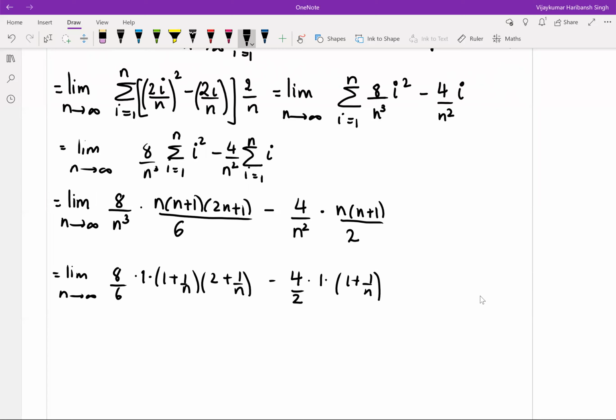And the limit as n goes to infinity of this is going to be 8 by 6, which is the same as 4 by 3, times 2, minus 4 by 2, which is 2. So this is going to be 8 by 3 minus 2, which is 8 by 3 minus 6 by 3, which is going to be 2 by 3. So this is your definite integral.